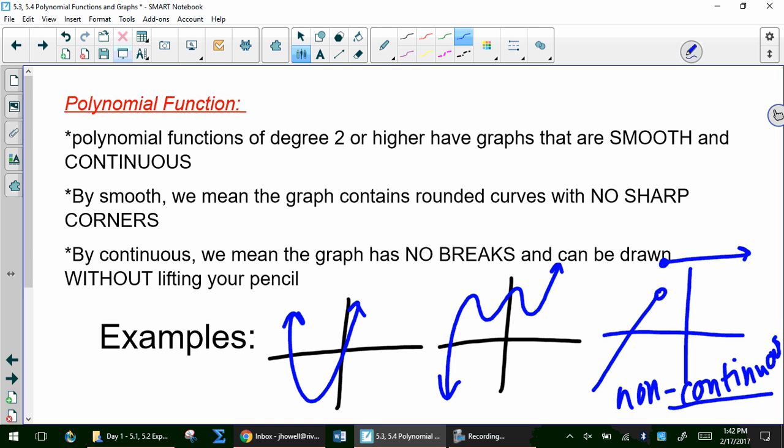So we need to pick up our pencil. Okay? So we have smooth graphs, and we have continuous graphs for polynomials.